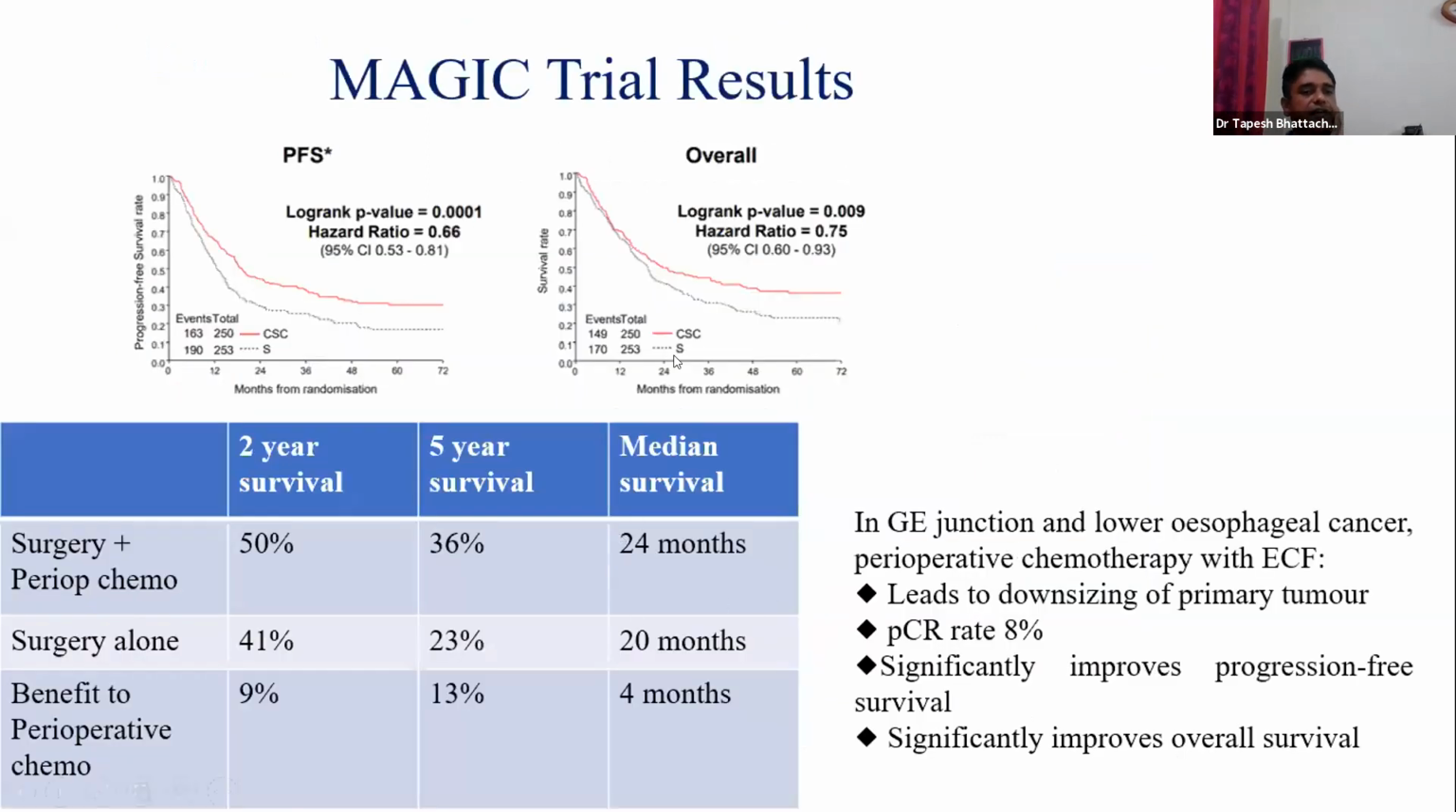So what they have shown, there was definitely benefit in both overall survival and progression-free survival. So surgery plus preoperative chemotherapy, 2-year survival 50% versus surgery alone 41%. So there was a 9% 2-year benefit. 5-year benefit was almost 13%. And there was a median overall survival benefit of 4 months. So in lower esophageal adenocarcinoma, or if it is a G-junction adenocarcinoma, yes, MAGIC has definitely shown magic. And the pCR rate was 8% and it led to downsizing of the tumor, with significant PFS and OS benefit. But we were not satisfied with that.